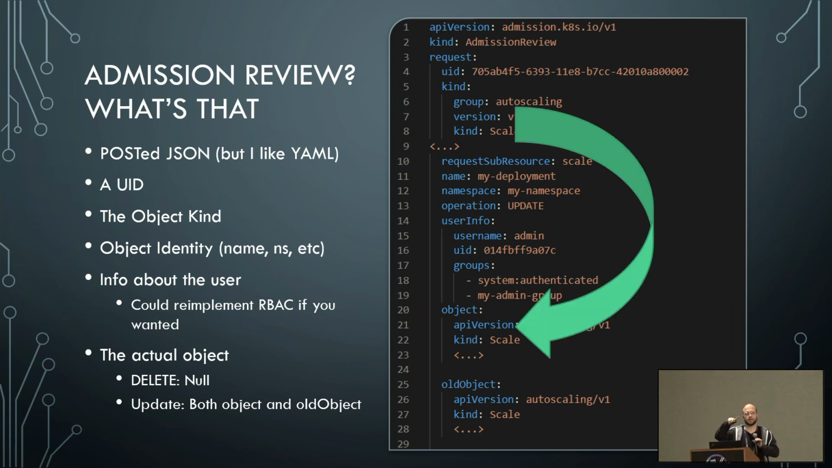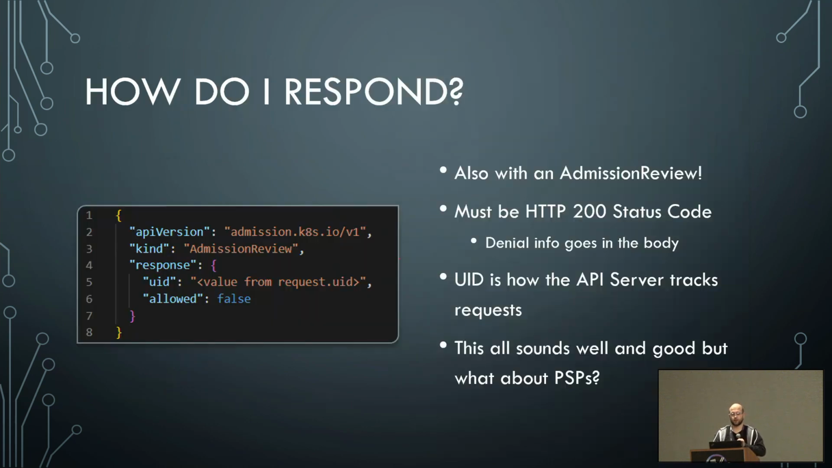So, what actually gets returned? What do we, as a webhook, return to the Kubernetes API server? We also respond with an admission review object, ironically. In terms of HTTP parlance, you must respond with a 200 regardless of what choice you make. The denial info actually goes in the body of the request. The UID defines how the API server tracks requests.